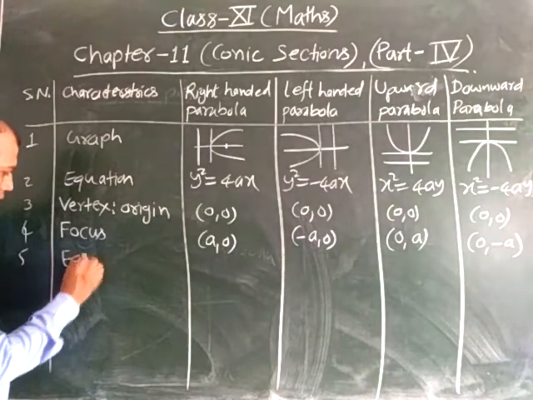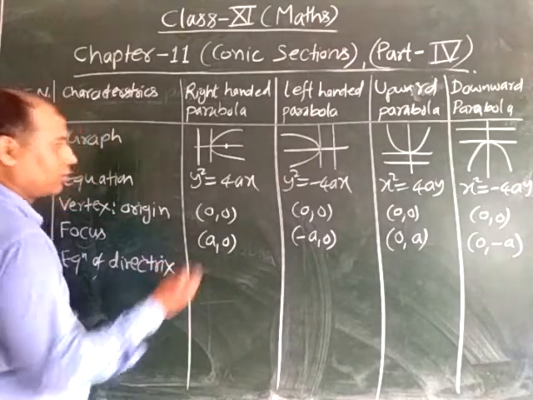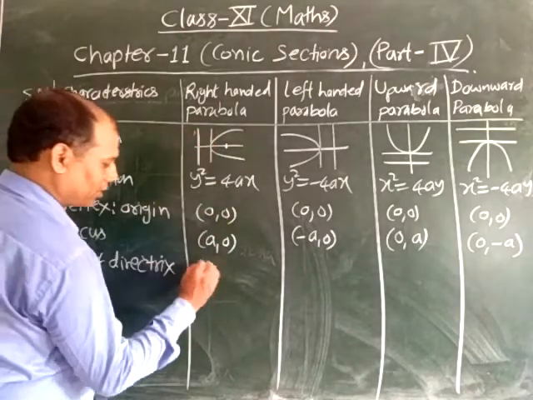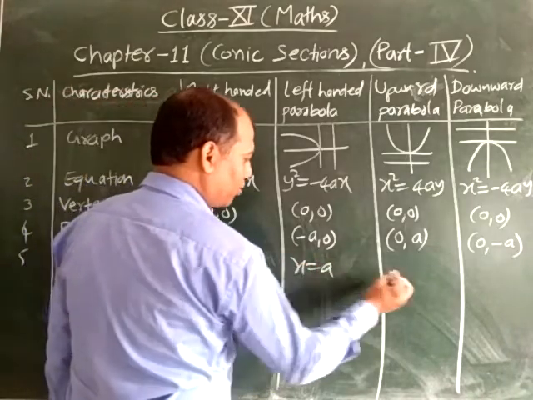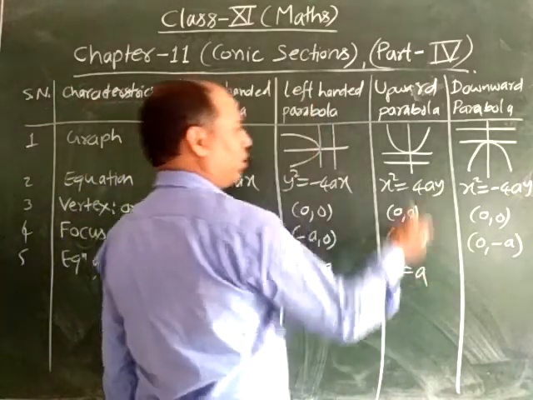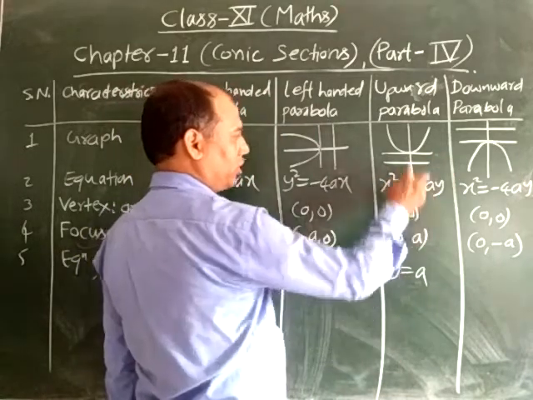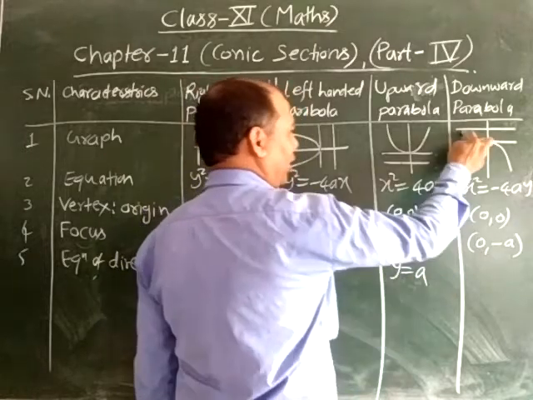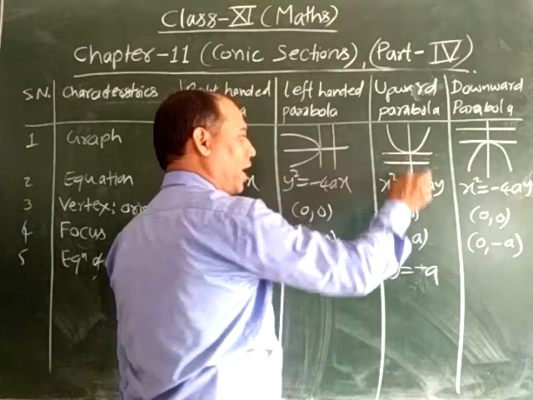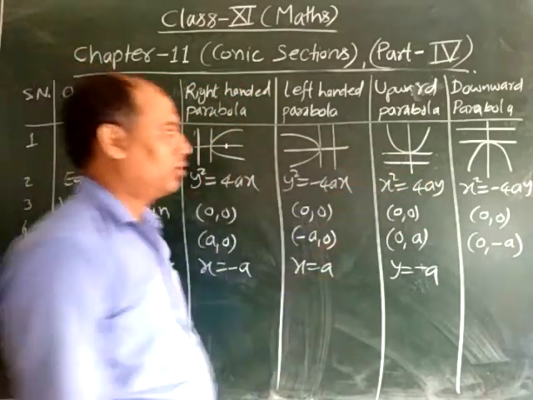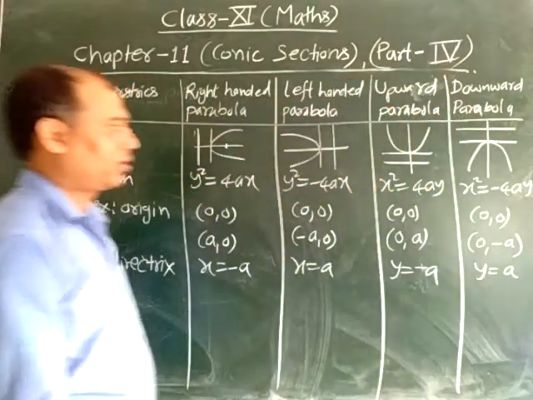Equation of directrix. Directrix is parallel to the y-axis, so the equations are x equal to minus a and x equal to a. For these, y equal to a, because the directrix is parallel to the x-axis. So the equation of this line becomes y equal to a, and the equation of this line is y equal to minus a, because the line lies below the origin.